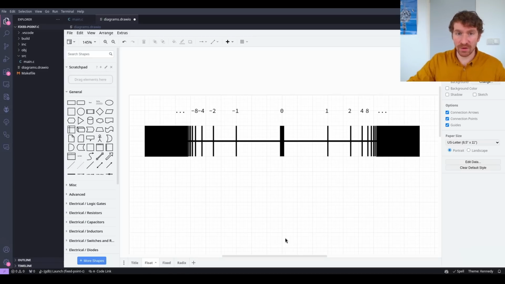What we're looking at here is kind of the number line. In a way, only integers are shown, but what we have is that between all of these integers, we have a whole bunch of fractional numbers, right? Floating point performs this amazing magic trick.